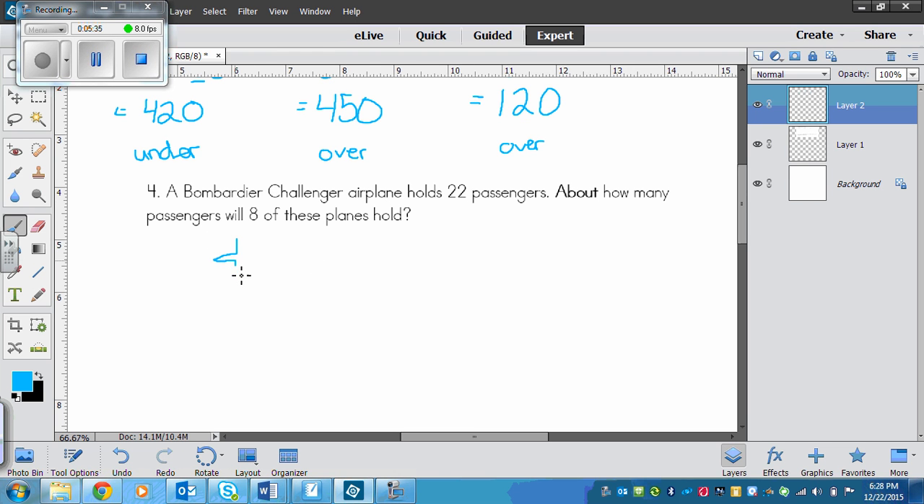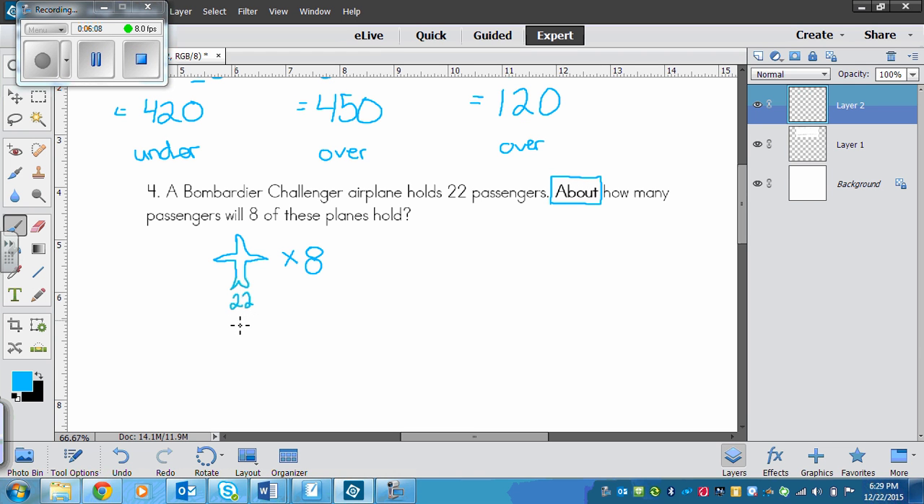So if I have a plane here, this is how some of us have trouble figuring out if it's multiplying or dividing. So if I have one plane with 22, and I want to know how many eight will hold, that means I'm multiplying because I'm doing multiples of that. Right? I would not divide because that would tell me something completely different. Okay, so we are looking for 22 times 8, but it says about here. So that means that we need to estimate.